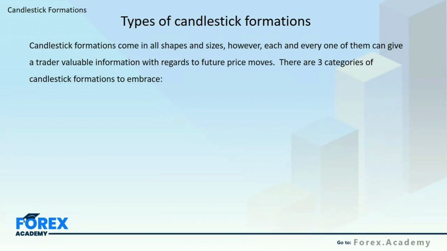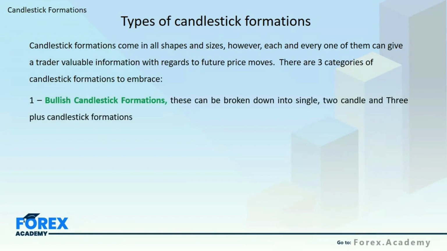Now, it's important to note that Japanese candlestick formations come in all shapes and sizes. However, each and every one of them can give a trader valuable information with regards to future price moves. There are 3 categories of candlestick formations for you to embrace. The first one is bullish candlestick formations. These can be broken down into 3 different categories. We could have single bullish candlestick formations. We can also have 2 candle bullish candlestick formations, and of course 3+ candlestick formations. And that just refers to the number of candlesticks that are involved in that piece of analysis.